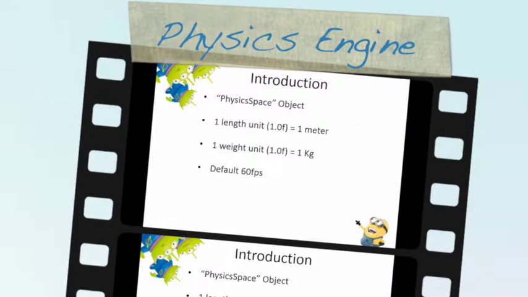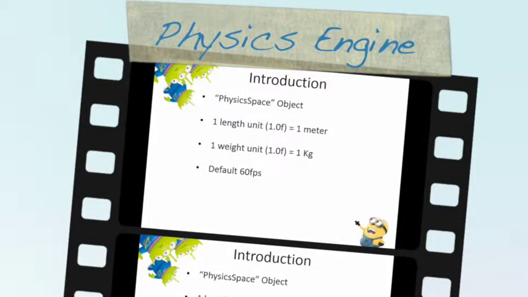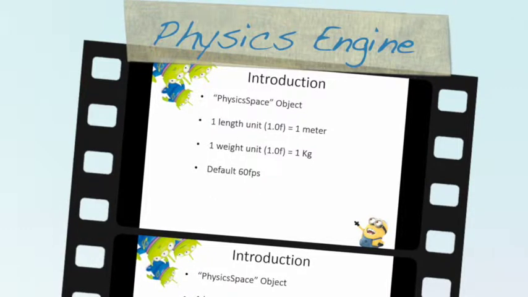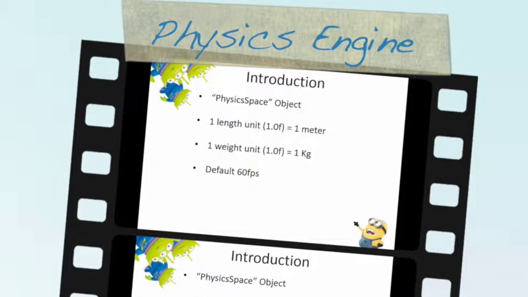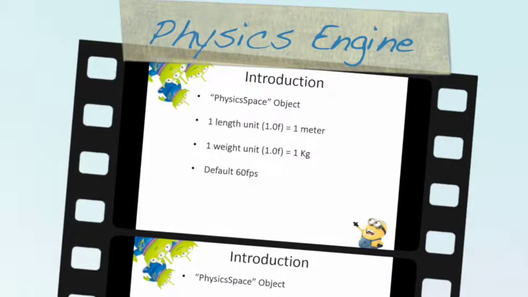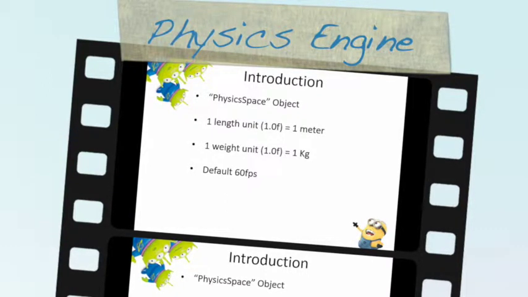Physics space is one of the central objects of the physics engine. We have to add all the objects to the physics space to make them physics enabled. For a physics simulation, by default, one length unit is 1 meter, one weight unit is 1 kg, and it runs internally at 60 fps.